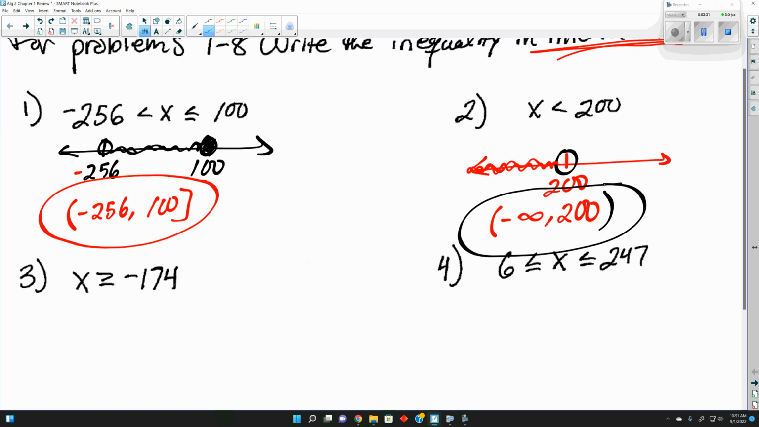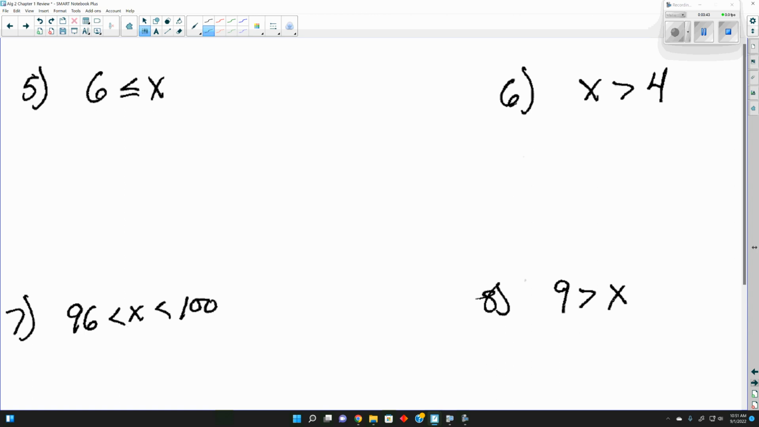Questions on this here? Any questions on 1 through 4? Guys, any questions on 4 or 5 through 8?